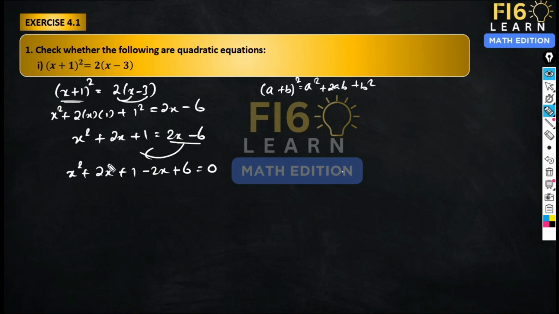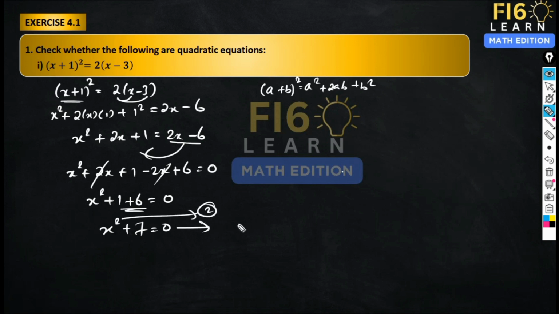Now we can cancel these two. So we will be left with x square plus 1 plus 6 is equal to 0. Now you can add these two. You will get x square plus 7 is equal to 0. Now this equation is in the form of a quadratic equation, because it contains only one variable, and also its degree is 2. So the given equation is a quadratic equation.